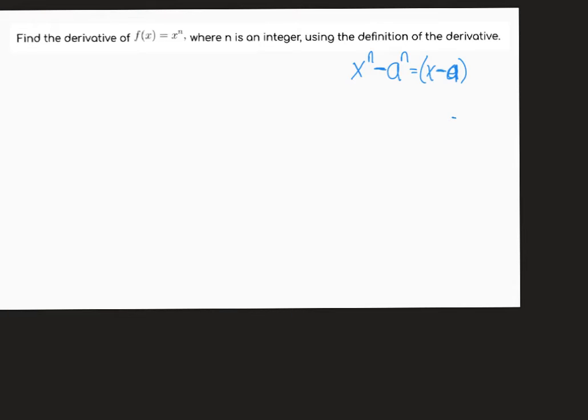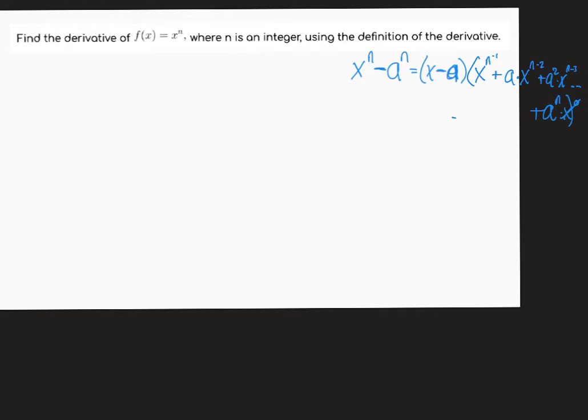So we've got x minus a, and that's going to be multiplied by x to the n minus 1 plus a times x to the n minus 2, plus a squared times x to the n minus 3, all the way until we get down to a to the n times x to the 0, which just goes away. That's going to come into play when we end up trying to simplify this thing.